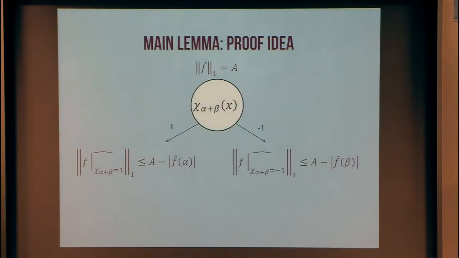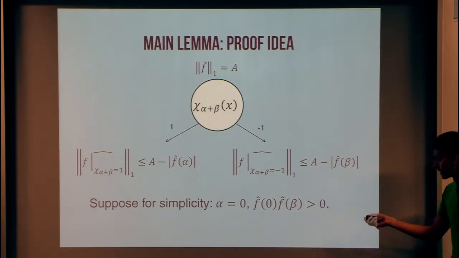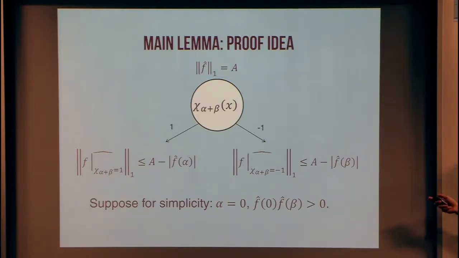So let's just talk about the proof idea of the main lemma without giving all the details. Just remember what it says. You have this function with spectral norm A, and on one side you lose A minus the absolute value of f hat at alpha, and on this side f hat of beta, where alpha and beta are the two largest. Just to make simplifying assumptions to make my life easier, let's just assume alpha is 0, and f hat of 0 and beta have the same sign. This is extremely not important. This is just for fewer notations in those slides. It works anyway.